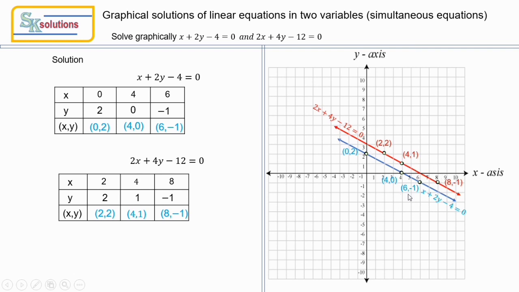Now you look at these 2 lines. What do you observe here? The 2 lines are parallel lines. Do they have any point in common? No, 2 parallel lines cannot have any point in common. So since there is no point in common, we can say there is no solution. So these 2 equations, simultaneous linear equations in 2 variables, have no solution. Okay, it's clear, I think.